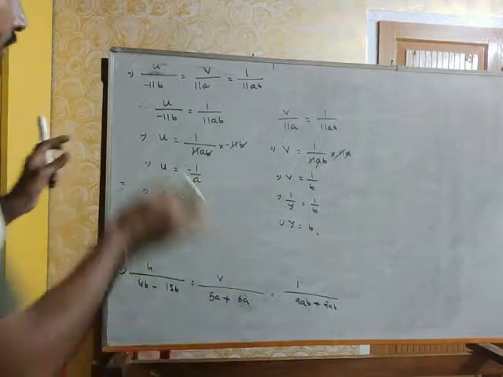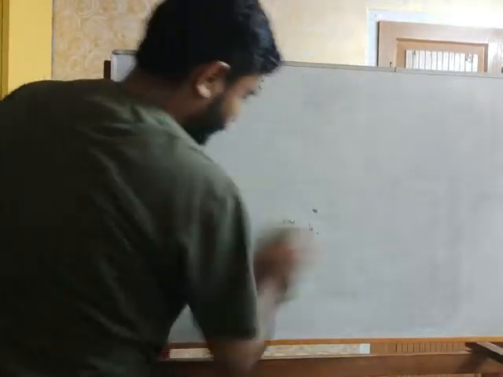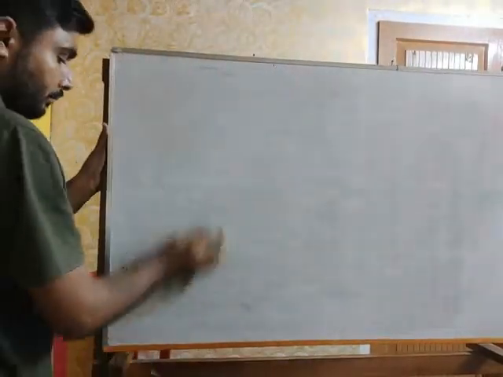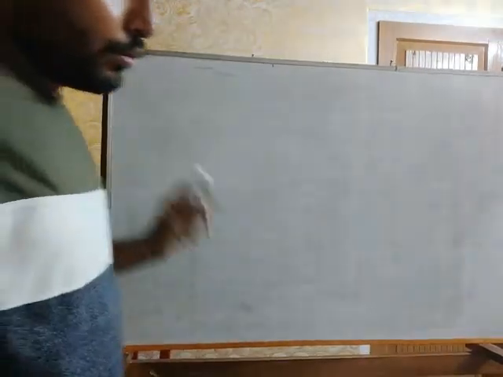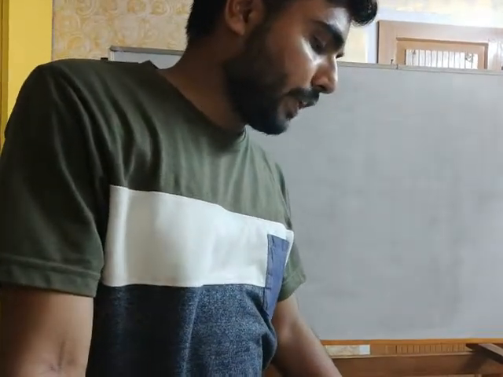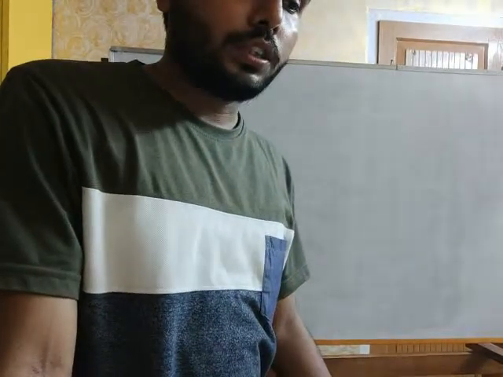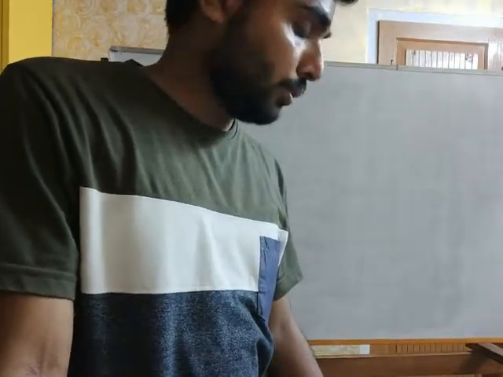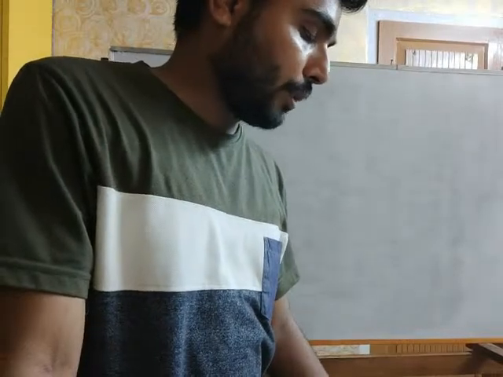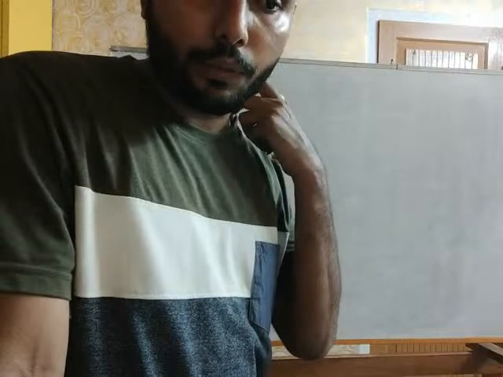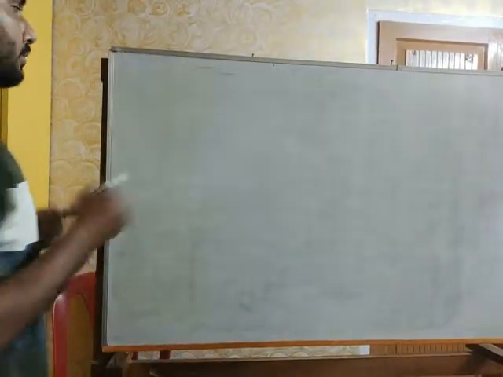So let's see the next one. Question number two. For which values of a and b does the following pair of linear equations have an infinite number of solutions? The question wants you to find the values of a and b for which the given two linear equations will have an infinite number of solutions.